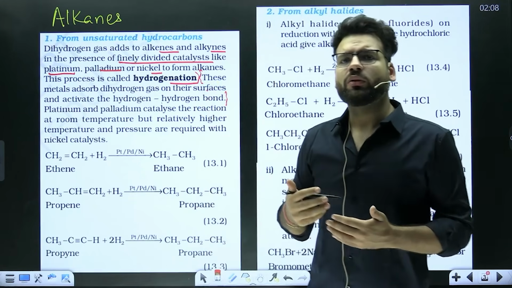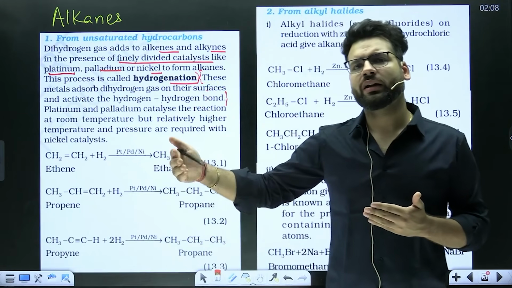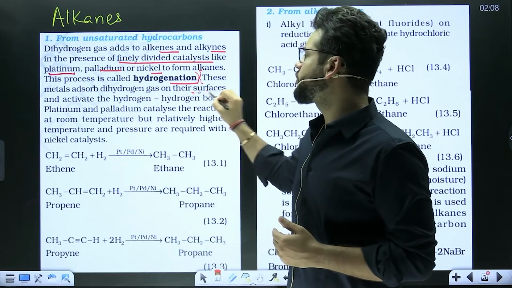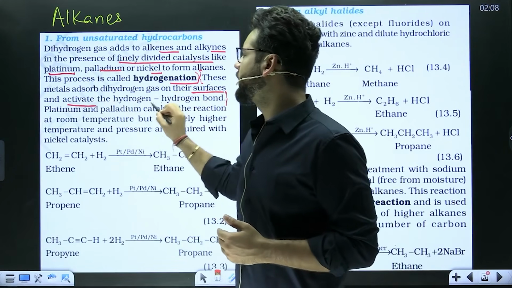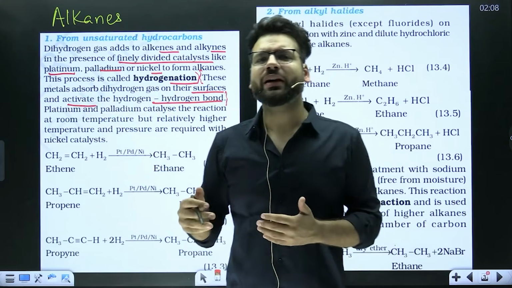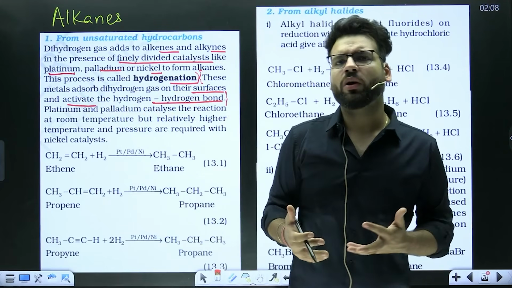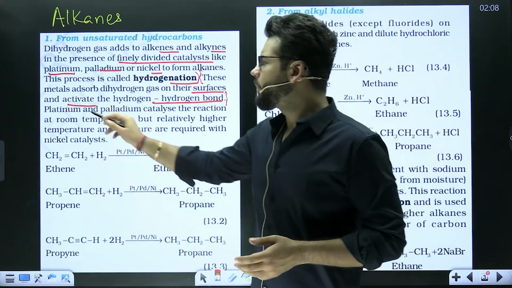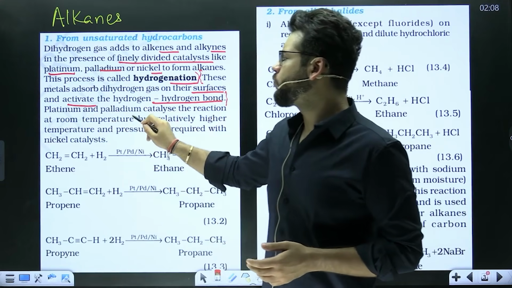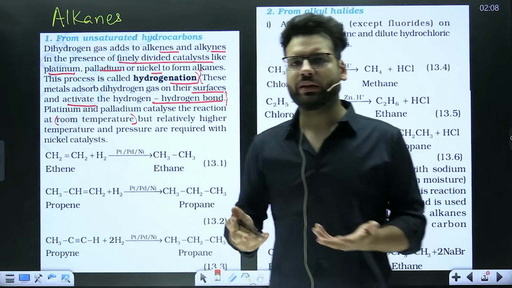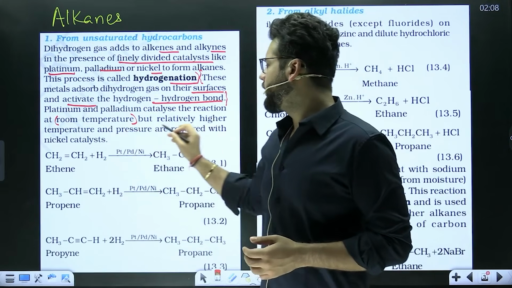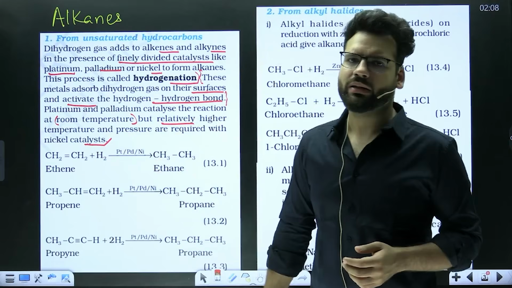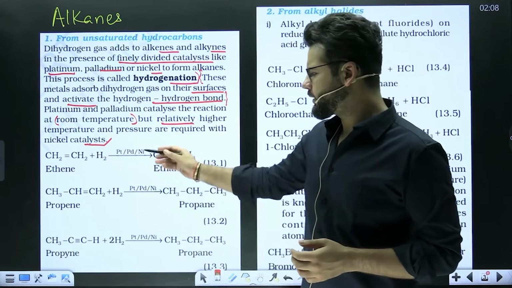Okay. So why is finely divided nickel or platinum used? It is because they adsorb hydrogen on their surface to activate the hydrogen-hydrogen bond. Otherwise, we know the H-H bond is a very strong bond. So in order to make it reactive, this is what we do. Platinum and palladium catalyze the reaction at room temperature. Okay, as I told you, but nickel requires a relatively higher temperature. Okay, examples are written here. You can just see them.